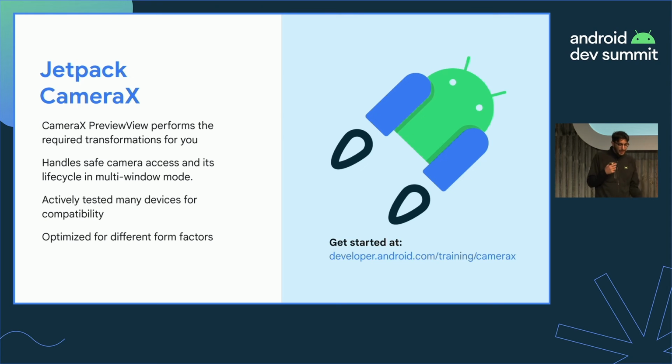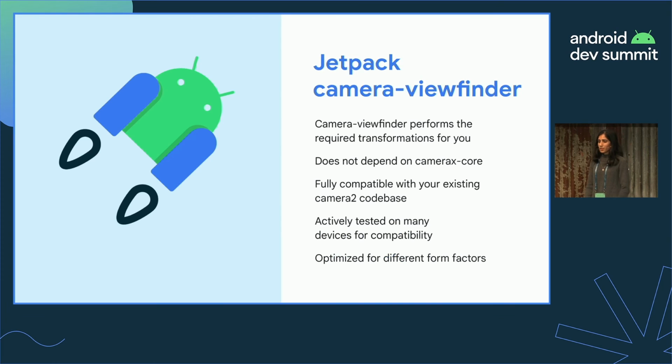The only thing is, I'm already using all those Camera2 APIs, and I haven't migrated yet to CameraX. Is there a solution for me? Yep, no worries. We do have something for Camera2. So we just released a new artifact that does not depend on CameraX core. It's called Camera Viewfinder, and you can basically substitute your raw surface directly with it and let the library handle all of the nuances for you.